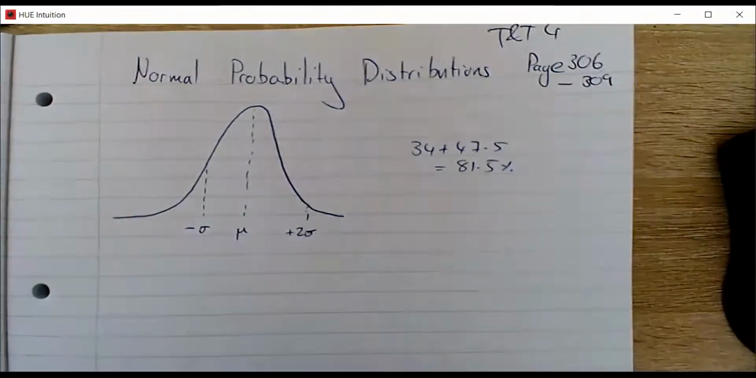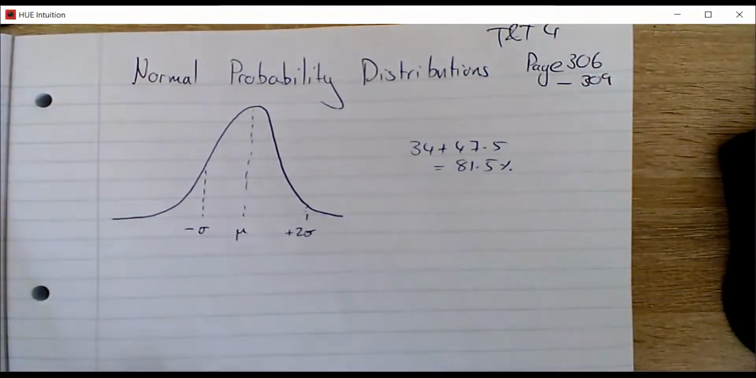How we doing, guys? We're looking at normal probability distributions here. So this is something that's more accurate than the empirical rule we saw in the last video.